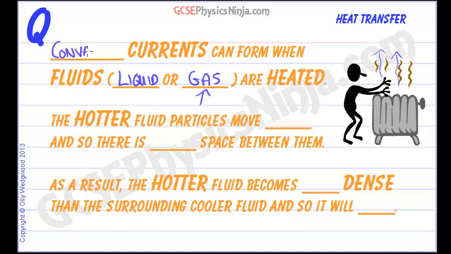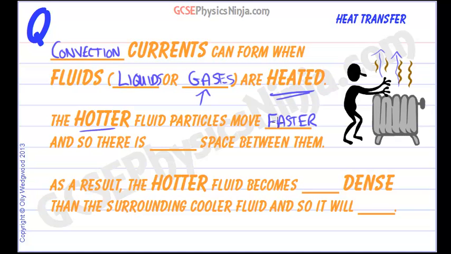So convection currents can form when fluids, liquids or gases, are heated. So this is what happens if we think about the particles of the fluid. So the hotter fluid particles, they gain more kinetic energy because that's heat energy. So they move faster.